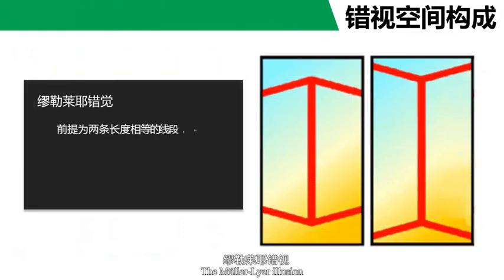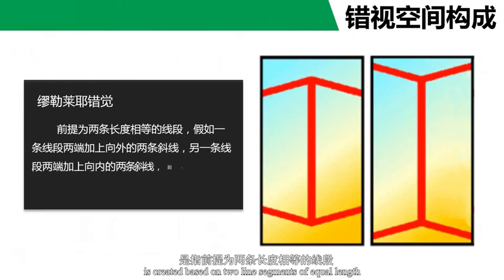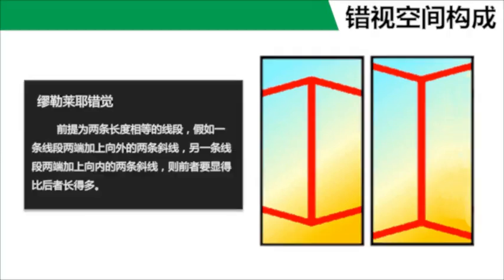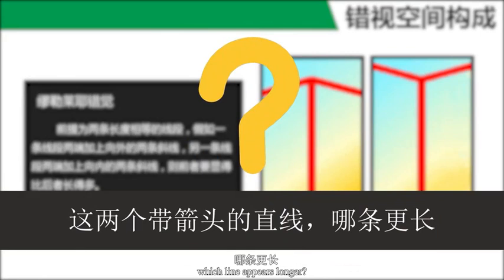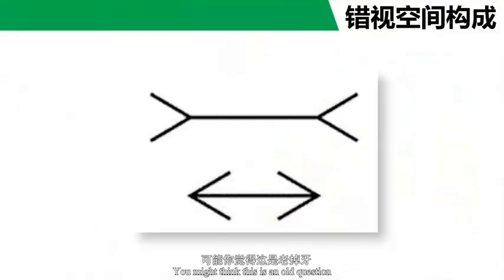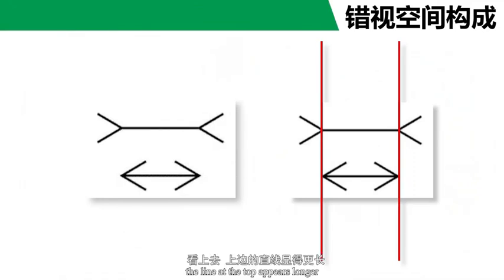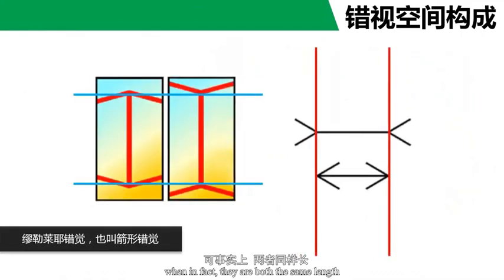The Mueller-Lyer illusion is created based on two line segments of equal length. If one has outward-facing arrowheads at both ends, and the other has inward-facing arrowheads at both ends, which line appears longer? You might think this is an old question, or reason tells you to measure them with a ruler. But you have to admit, the line at the top appears longer, when in fact they are both the same length. This is the Mueller-Lyer illusion, also known as the arrowhead illusion.